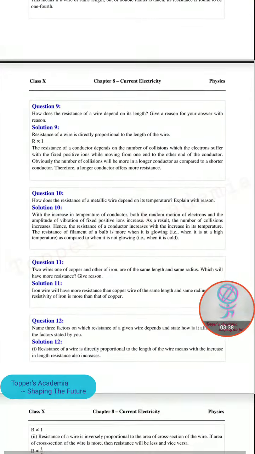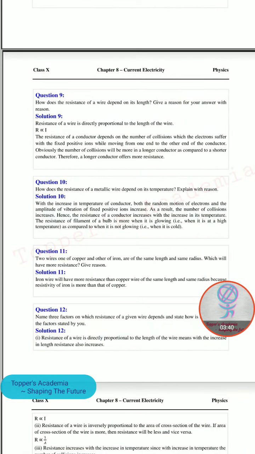Moving to question number 9. How does the resistance of a wire depend on its length? Give a reason for your answer. Solution: the resistance of a wire is directly proportional to the length of the wire, that is R is proportional to l. The resistance of the conductor depends on the number of collisions which the electrons suffer with the fixed positive ions while moving from one end to the other end of the conductor. Obviously, the number of collisions will be more in a longer conductor as compared to a shorter conductor. Therefore, a longer conductor offers more resistance.